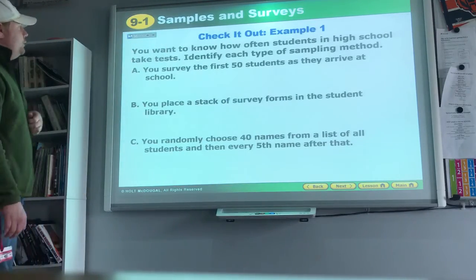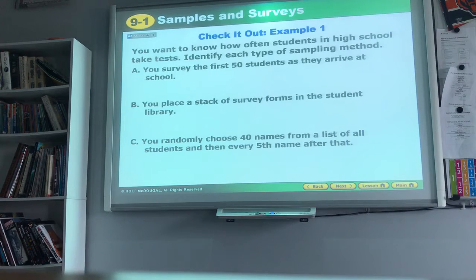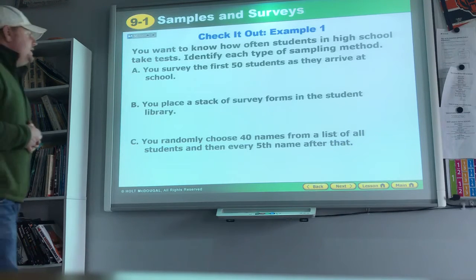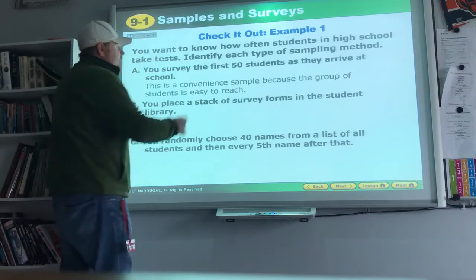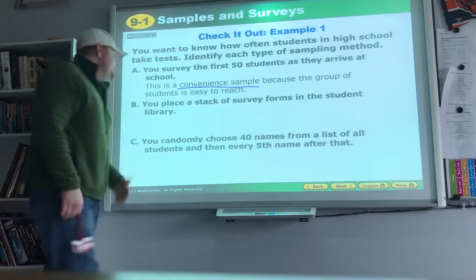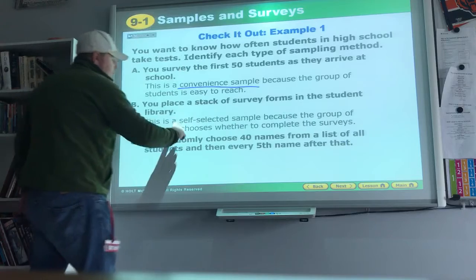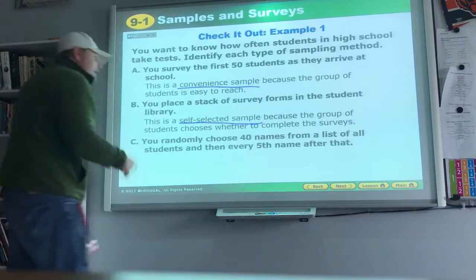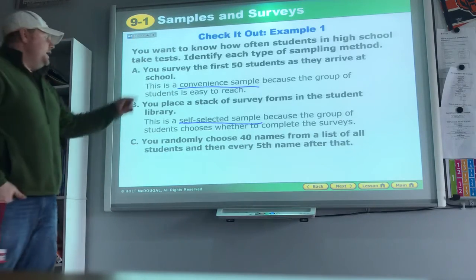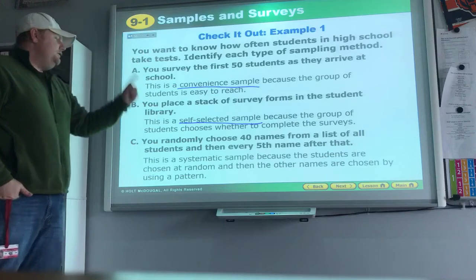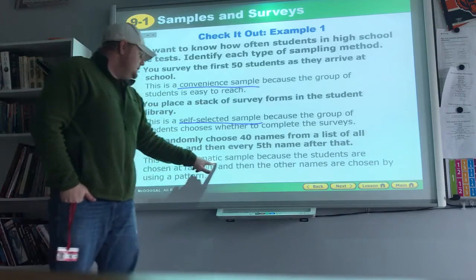Again, let's go over some more. You want to know how often students in the high school take tests. Identify each type of sampling method. You survey the first 50 students as they arrive. We again have our convenience sample. You place a stack of survey forms in the student library. You again have your self-selected. And you randomly choose 40. You have your systematic sample.